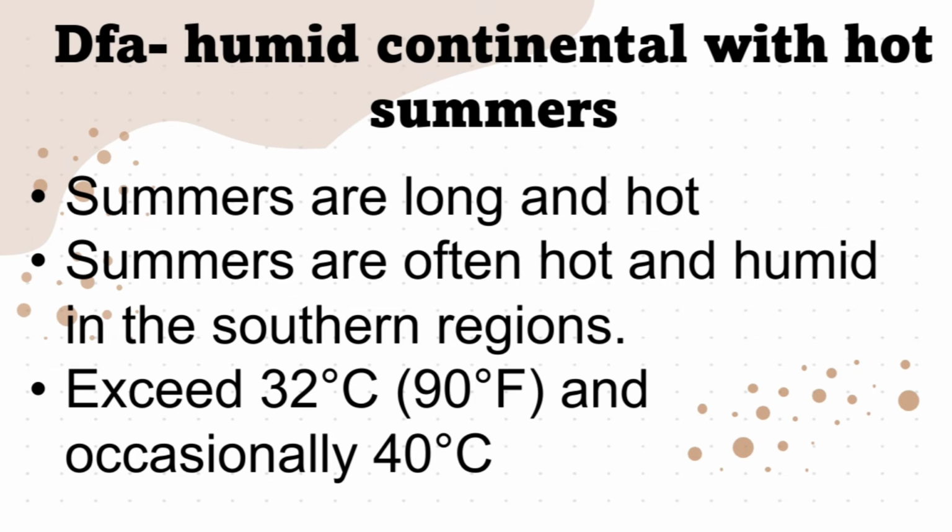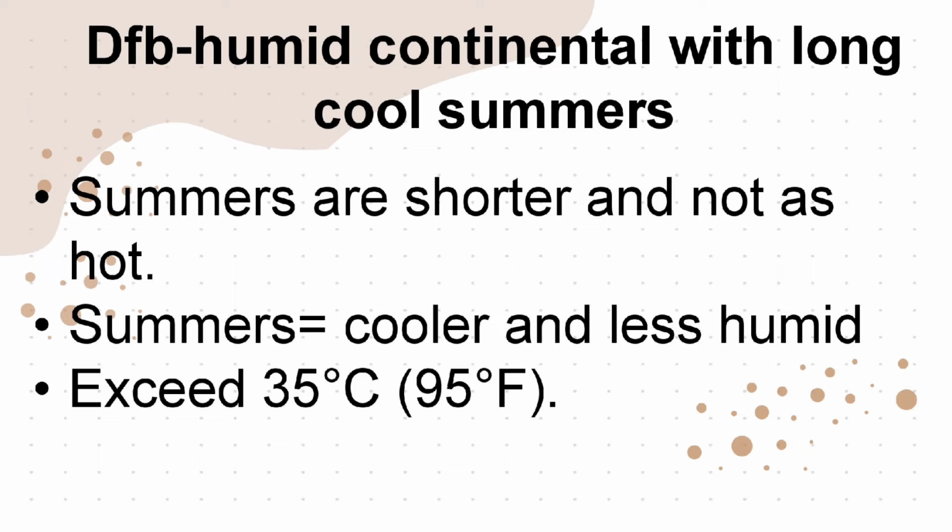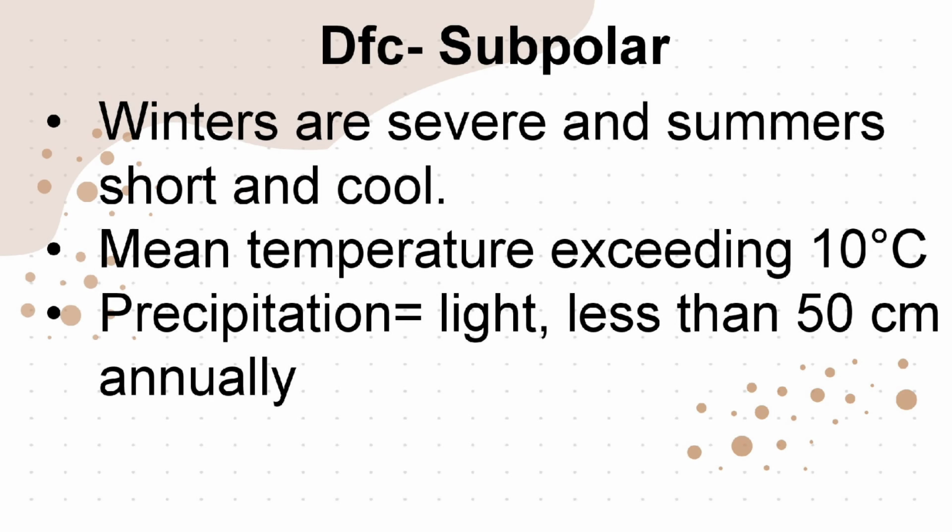In the north, where summers are shorter and not as hot, the climate is described as humid continental with long cool summer (DFB). In these climates, summers are not only cooler but much less humid. Temperatures may exceed 35 degrees Celsius or 95 Fahrenheit.